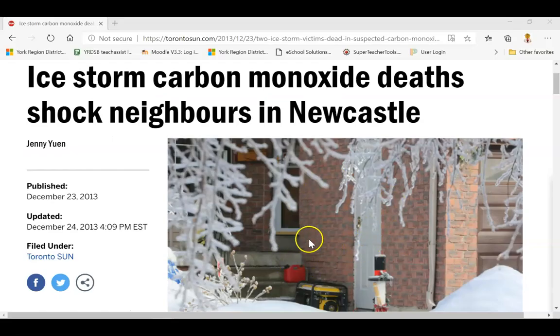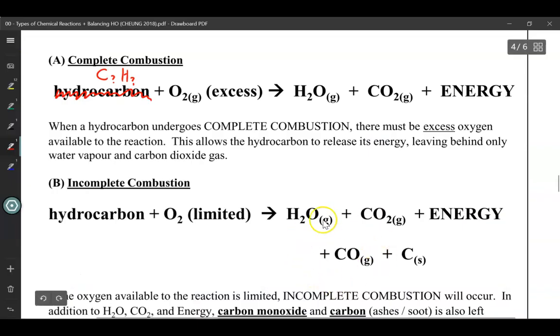Sadly, several families in Toronto went to bed warm, but never woke up. They suffocated from carbon monoxide poisoning. So it's very important that you do not burn fuels inside the house unless they are properly ventilated so you can get excess oxygen to the combustion reaction.